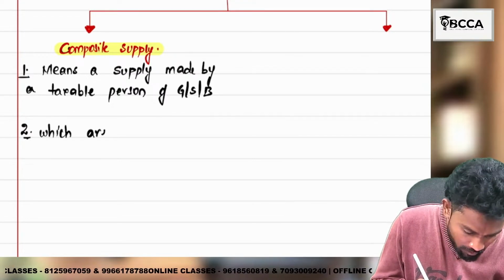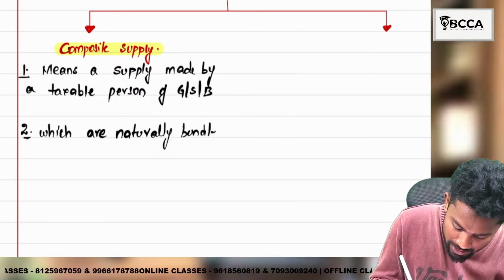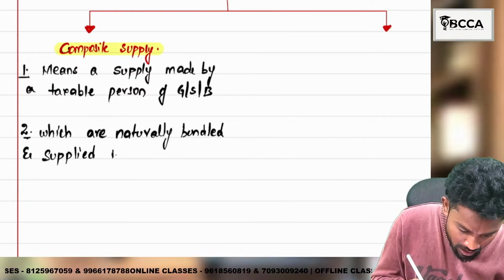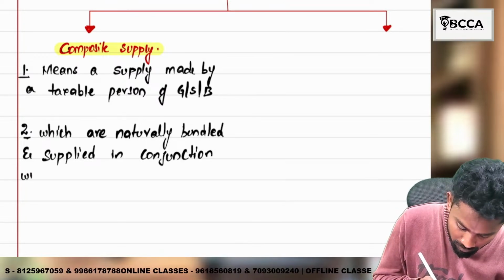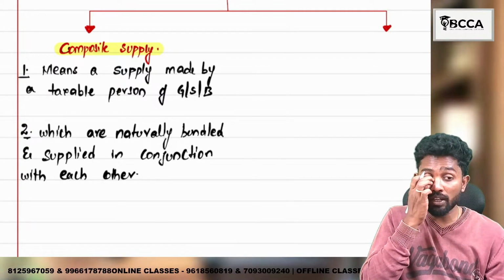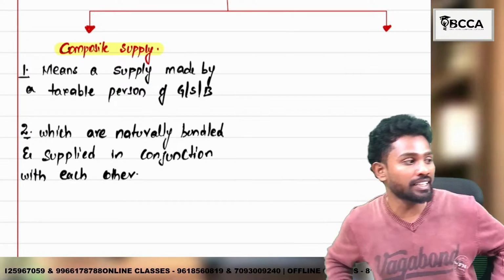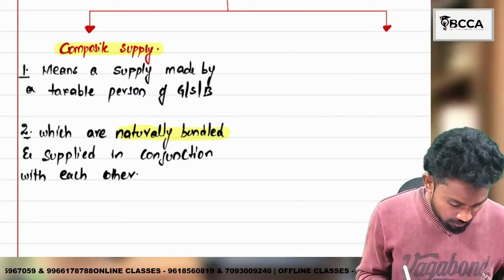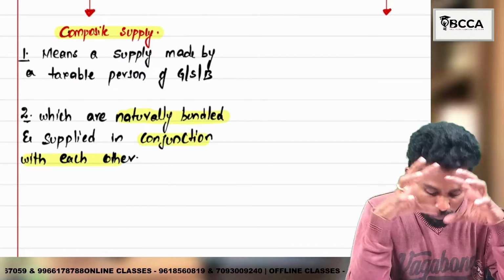Composite supply means a supply made by a taxable person of goods, services or both, which are naturally bundled and supplied in conjunction with each other. So we need to understand here what is called naturally bundled and supplied in conjunction with each other. See here, a person who supplies goods, services or both.